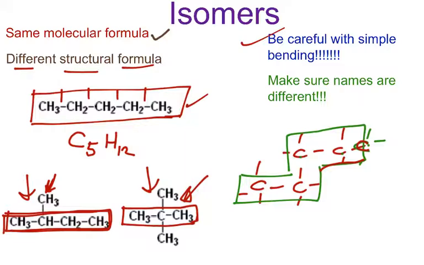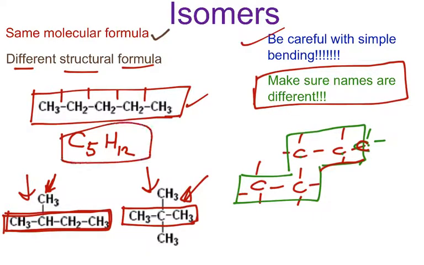So what you have to do is move the carbons around to the point where, when you name it, you have a different name. When you have a different name but the same molecular formula, you know you have an isomer on your hands. So watch out for simple bending. Make sure your name is different when drawing an isomer.